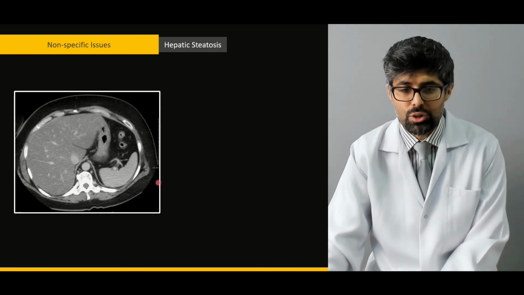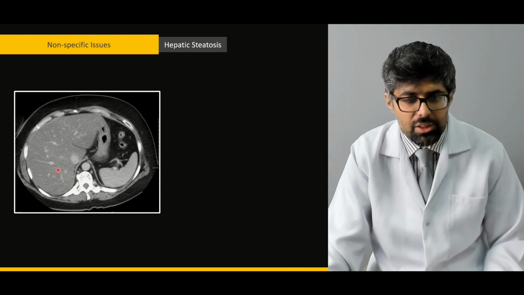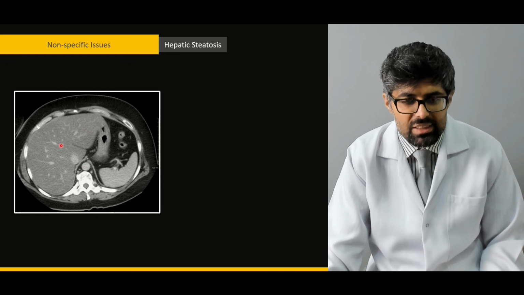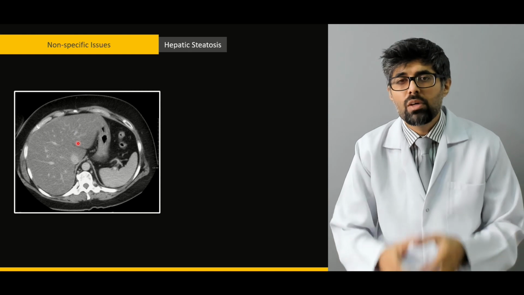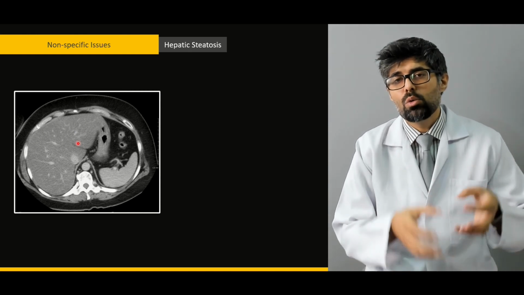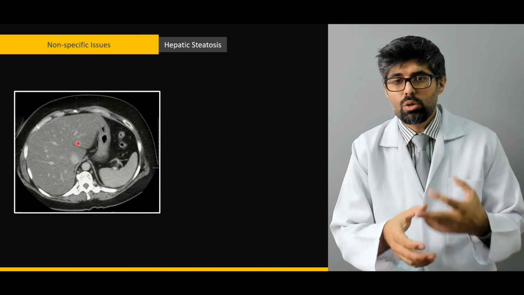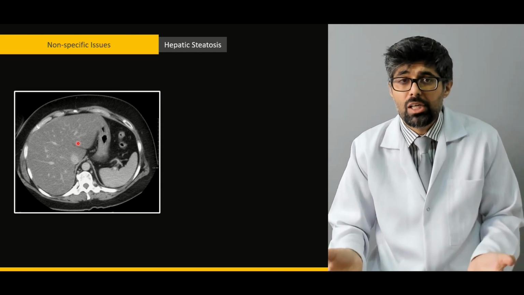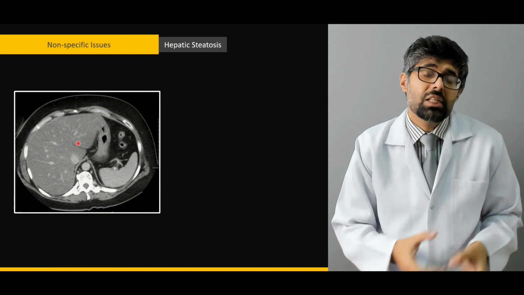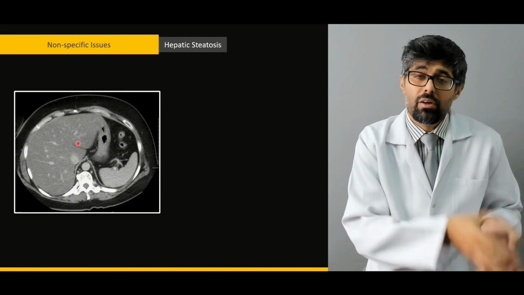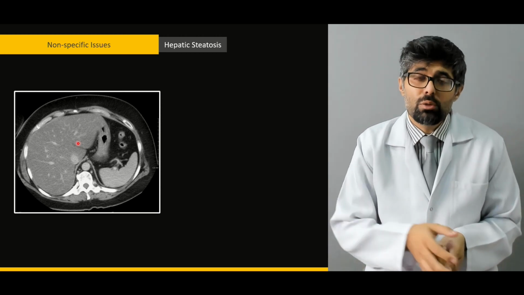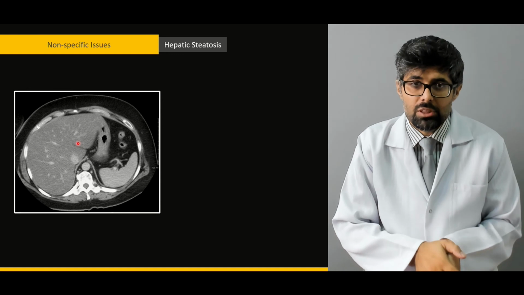Another cause of non-specific issues is hepatic steatosis. In this image, you can see that the density of the liver is less than that of the pancreas. This is due to the presence of extensive fatty tissue inside the liver, because hepatic steatosis is also called fatty liver. Because of all this adipose tissue, the density of hepatic tissue, the hepatic parenchyma, has reduced, even below that of the spleen.